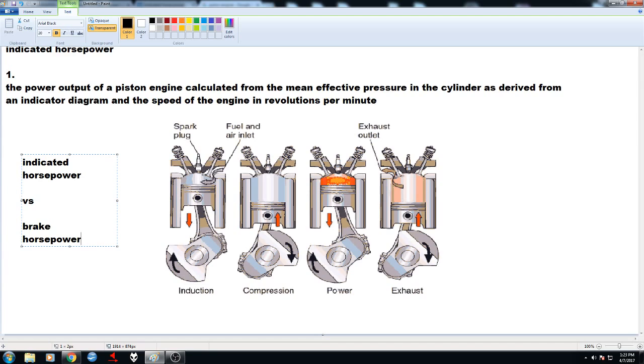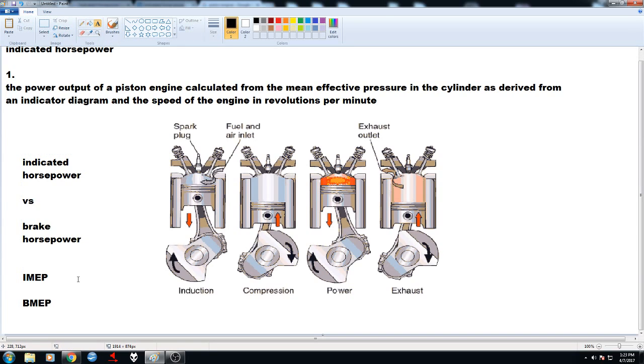We do not know which one NASCAR 2003 uses, so we don't know if we are using the indicated mean effective pressures or the brake mean effective pressures. That is what I want to cover in this video.